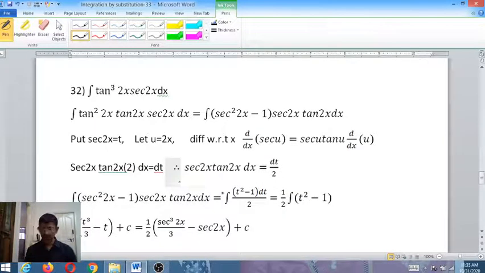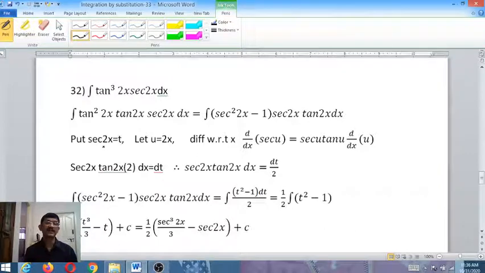Now look at this problem. Integral of tan cube 2x into secant 2x dx. If you look into this, cube is for tan. Whenever you have a cube, like sin cube x cos x or cos cube x sin x, in any such case, tan cube you first write as tan square 2x into tan 2x. You keep this as it is. The first tan square 2x you can write as secant square 2x minus 1, and the rest as it is. Suppose you take secant 2x equals t.